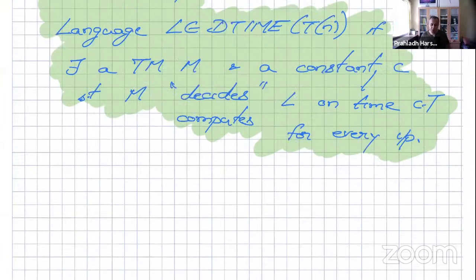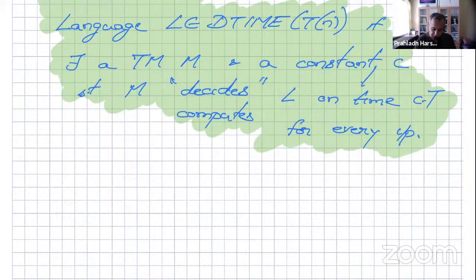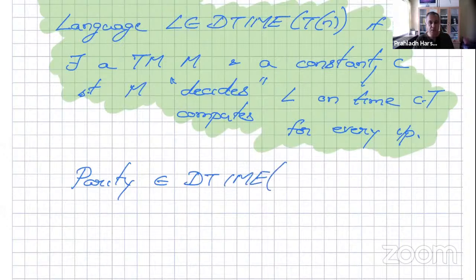So, for instance, parity in this language. What was parity? Parity is a Boolean problem. You can see that it is in DTIME of what? It just requires one sweep of the input, DTIME(n).